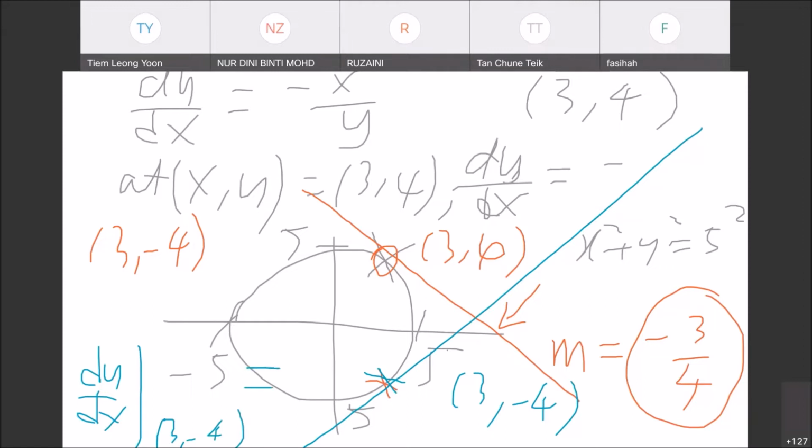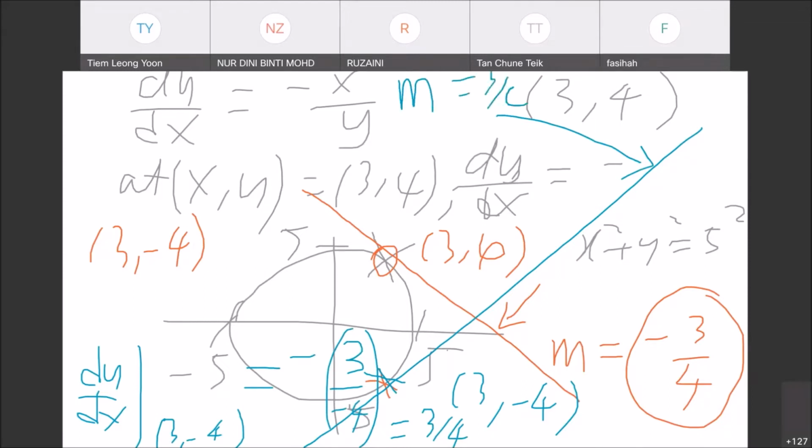that dy dx at 3, minus 4, according to the formula, is equal to minus x over y. x is 3, y is minus 4. So it turns out to be just 3 over 4. Okay, so finally, it is shown that the slope of this tangent line m is equal to 3 over 4, which is true because it is positive. Okay, so that's how I complete the calculations.